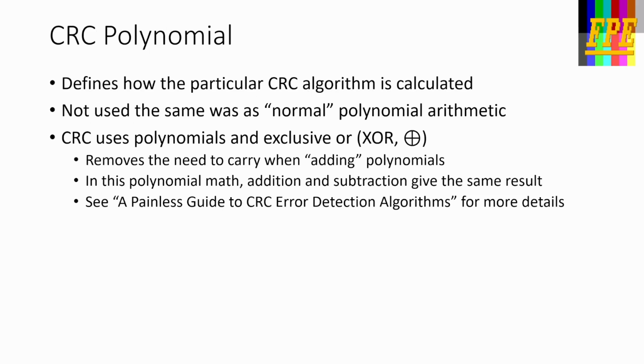So the first thing to note is, what is the CRC polynomial? This is the main part that determines how the particular CRC algorithm is calculated. And it's not the same as normal or linear algebra polynomial arithmetic. It just looks similar, and it is similar in a way, but not exactly. In computers, the CRC uses exclusive OR for all the math. So it's like addition and subtraction, but there's no carrying. You'll see what I mean once we get started.